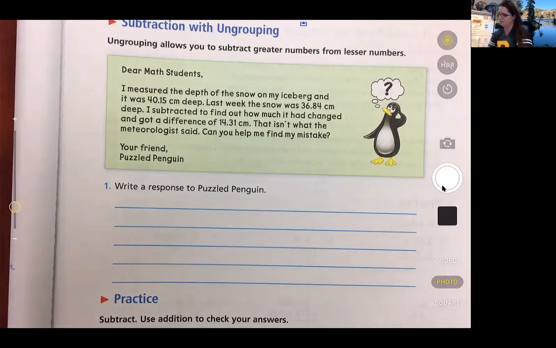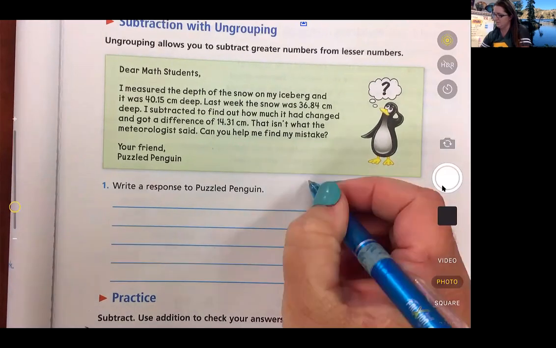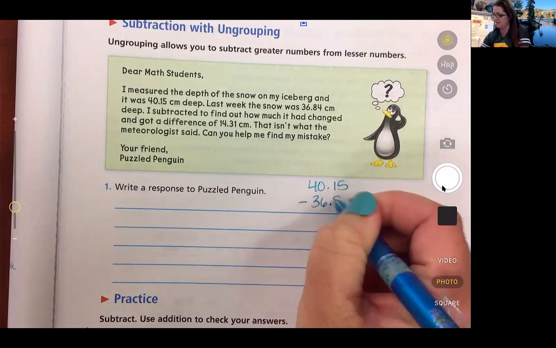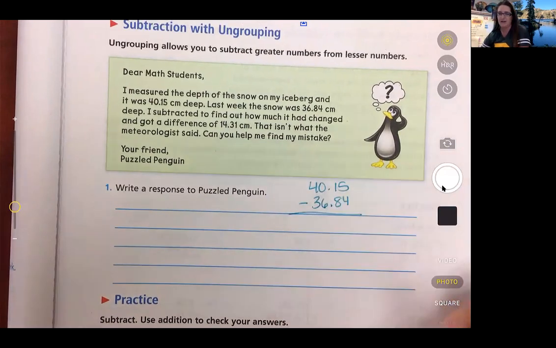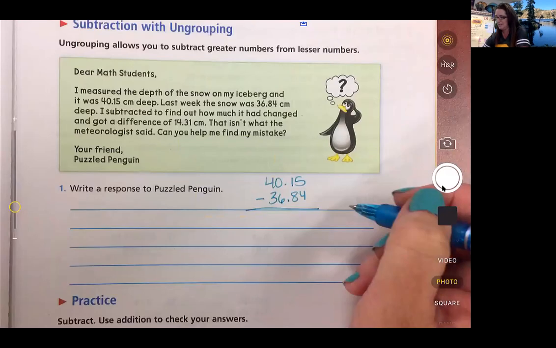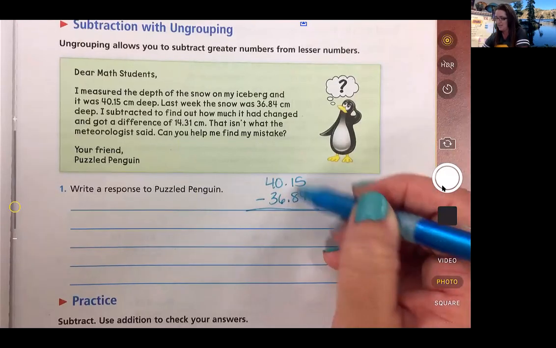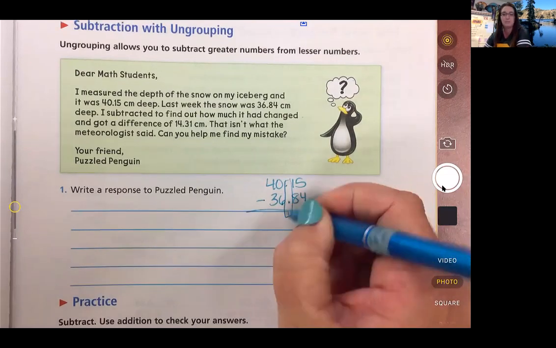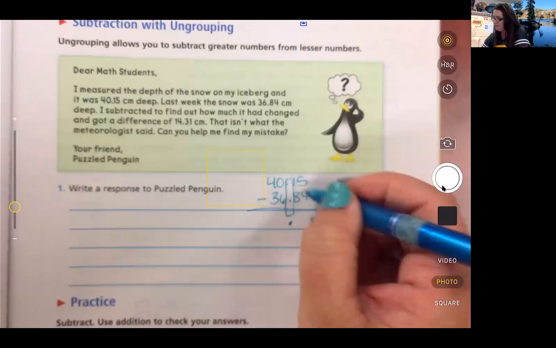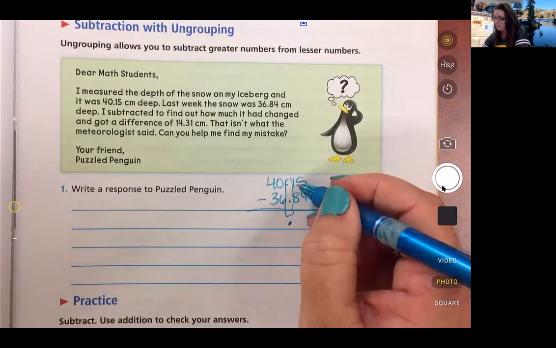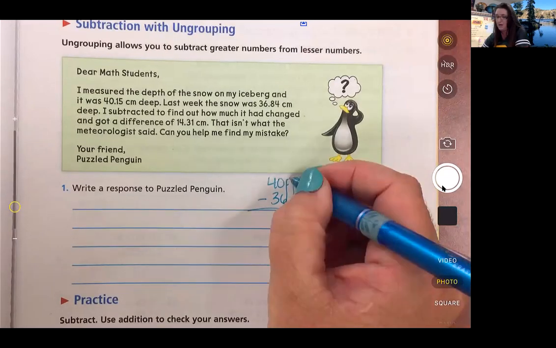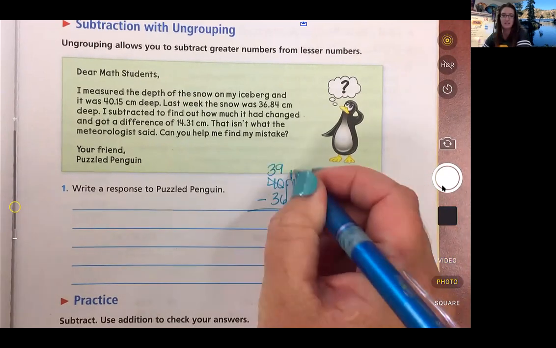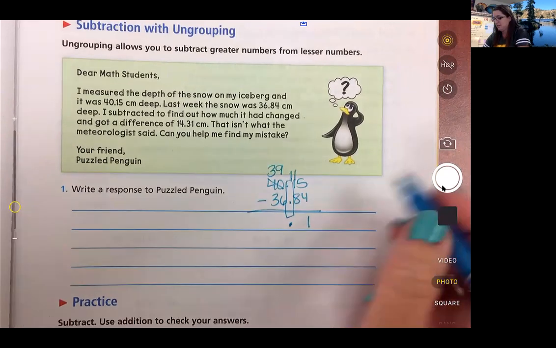When I subtract 40 and 15 hundredths minus 36 and 84 hundredths, I've lined up my place value positions, my tens, my ones, my tenths, my hundredths, which also means that my decimals are lined up. Put my decimal down here too. 5 minus 4 is 1. I can't do 1 minus 8, so I have to borrow. I'm going to borrow from my 40 and make that a 39, and my 1 becomes an 11 now. 11 take away 8 is 3.